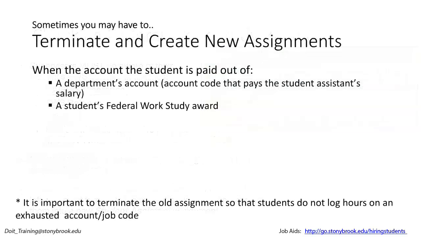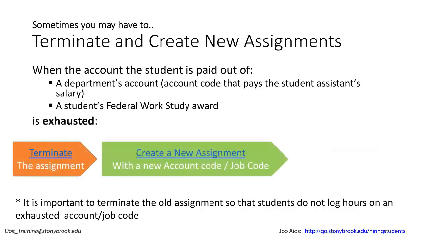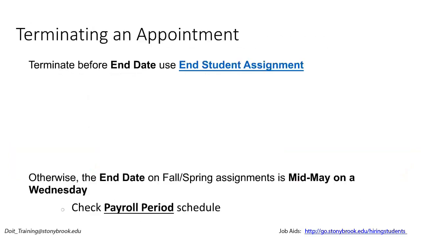When the account the student is paid out of is exhausted, whether that be the department's budget account or a student's federal work-study award, you'll need to terminate the assignment and create a new one, then clear and appoint the student into the new assignment. Please note, it is important to terminate the old assignment so that students do not log hours on a job assignment with an exhausted account or job code.